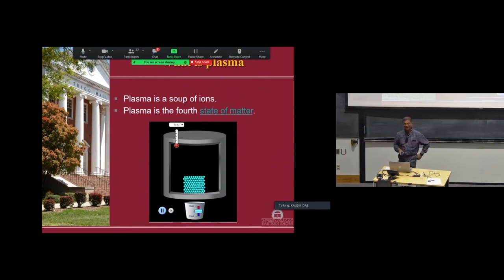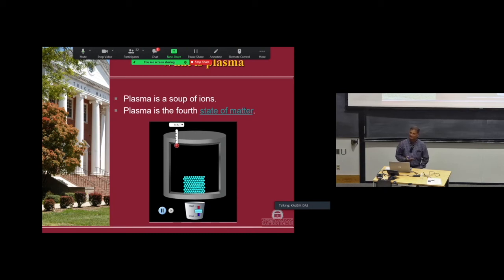What is plasma? Plasma is a soup of ions, and plasma is the fourth state of matter. Most of us know that, but why do we call it the fourth state of matter? Anybody? Any idea? You have heard this term, right? Fourth state of matter. So basically, if you take a solid state of matter and make it a liquid state, for the phase transition, what do you need? You need energy, heat, right? For the second state, liquid to gas, you need more energy.